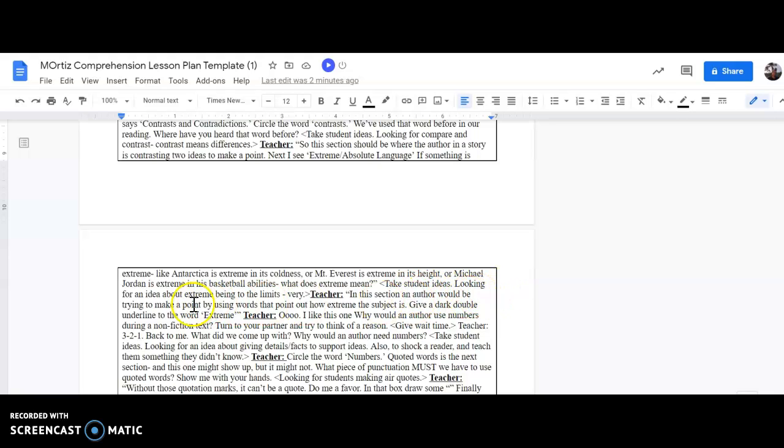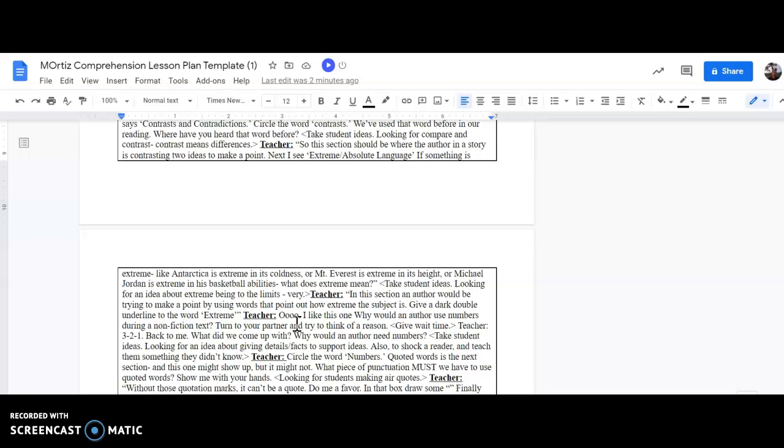We're going to take students' ideas, looking for an idea about extreme being to the limits, like very, very much so. All right, teacher, I'll go ahead and say, in this section an author would be trying to make a point, right? How extreme a subject is. All right, we're going to dark double line the word extreme so that can stand out, okay? And then use some emphasis here.